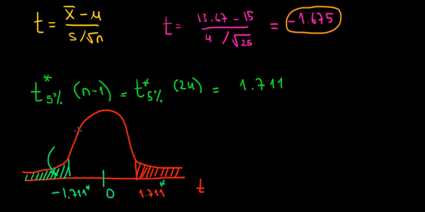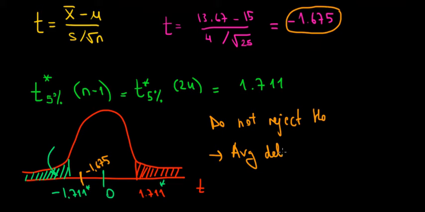If we plot it on our t distribution, minus 1.675 would be somewhere over here, and we can see that it is not in the rejection region, so we do not reject the null hypothesis. We do not reject the null hypothesis, which means that the average delivery time is not significantly less than 15.